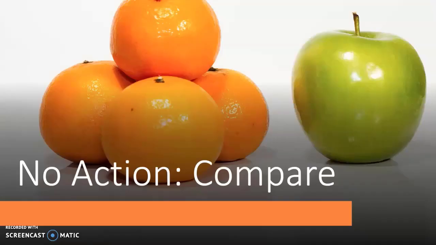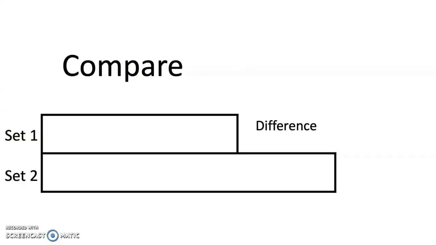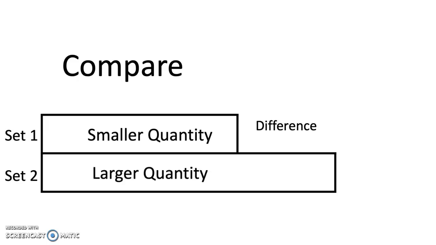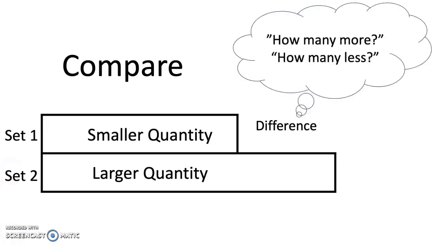Now let's look at unknown quantities within compare word problems. Remember that compare word problems describe 2 different sets of quantities. The bar model shows how the 2 different sets of quantities are different sizes. Set 1 shows a smaller quantity because the rectangle is smaller. Set 2 shows a larger quantity because the rectangle is larger. The third quantity in this kind of word problem is the difference. The difference can be stated in terms of how many more and how many less.